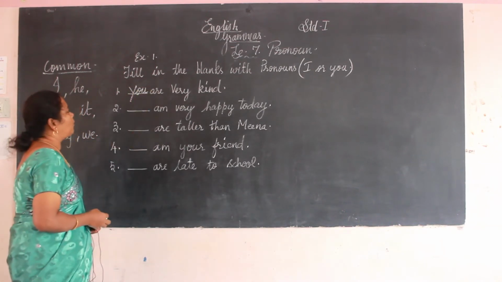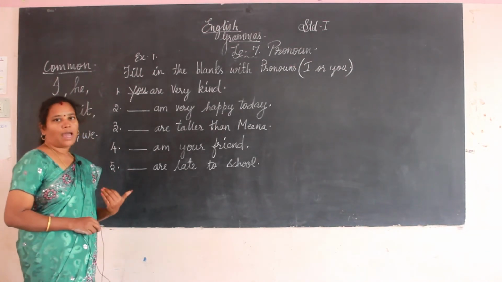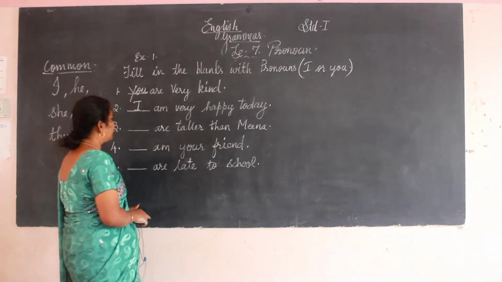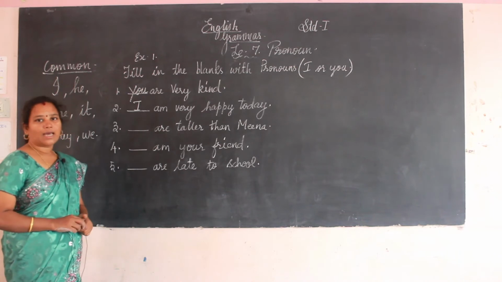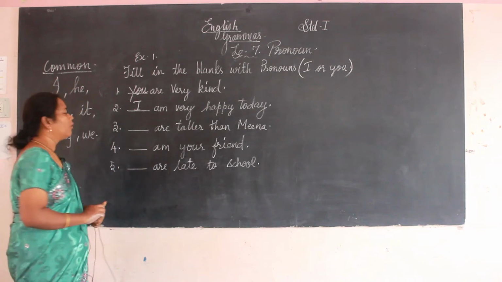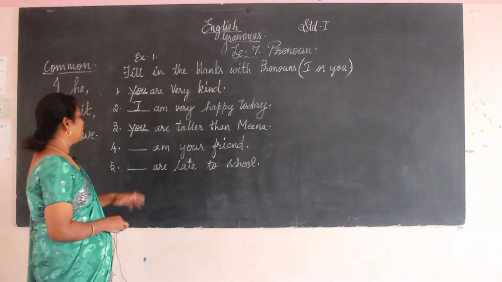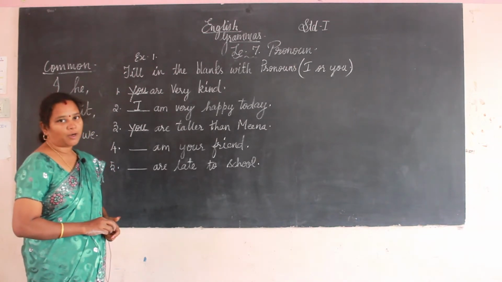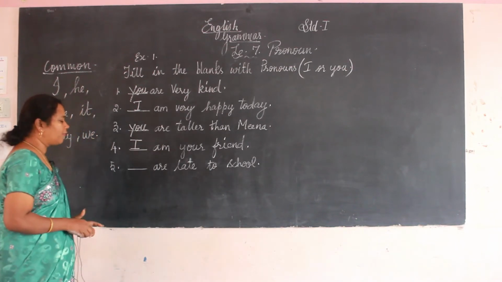Okay, see the second one, dash am very happy today. Am என்னை பத்தி பேசுறேன். So I, what we will write here? I am very happy today. See the next one, dash are taller than Meena. Meena விட நீ ரொம்ப taller, நீ யூஸ் பண்றது. Okay, you, what we will going to write here? You are taller than Meena. Again am, dash am your friend. What you will write here? You are talking about yourself, so you are going to write here I am your friend.